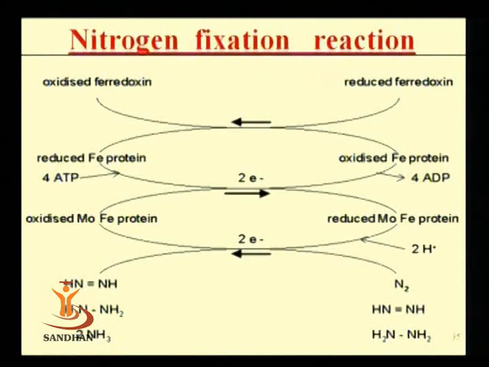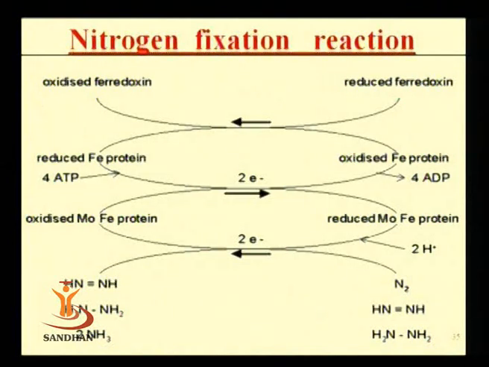As shown here, initially the oxidized Fe protein is reduced by electrons donated by ferredoxin. The reduced Fe protein then reduces molybdenum iron protein by taking up 4 ATP. Reduced molybdenum iron protein then takes up 2 hydrogen atoms and 1 mole of nitrogen and converts it to diimide. By 2 further similar cycles, diimide is converted to hydrazine and hydrazine is converted to ammonia. Thus, 1 mole of nitrogen results in formation of 2 moles of ammonia.